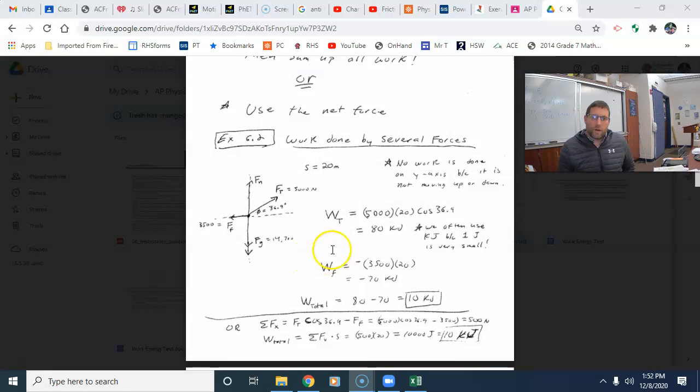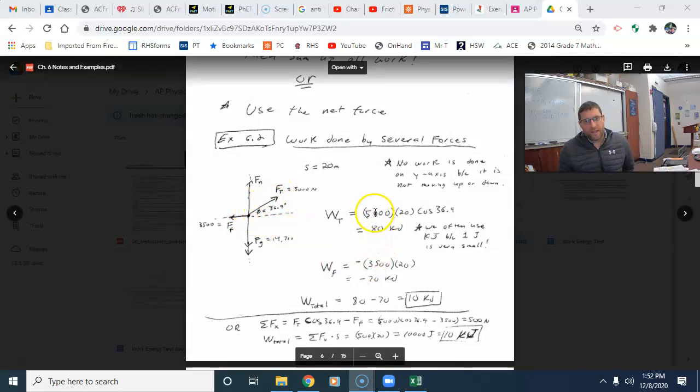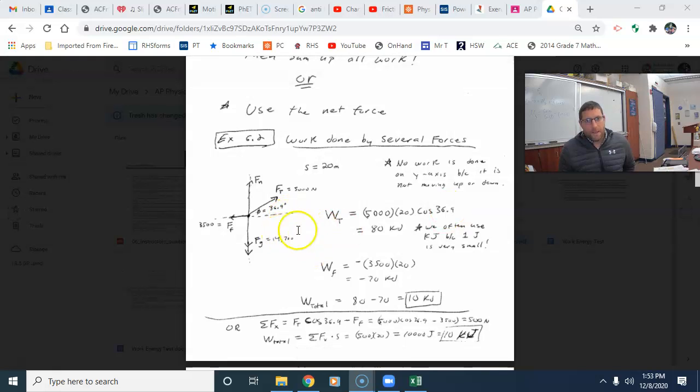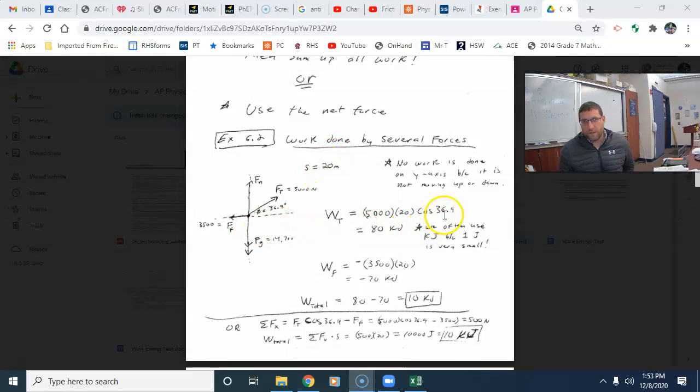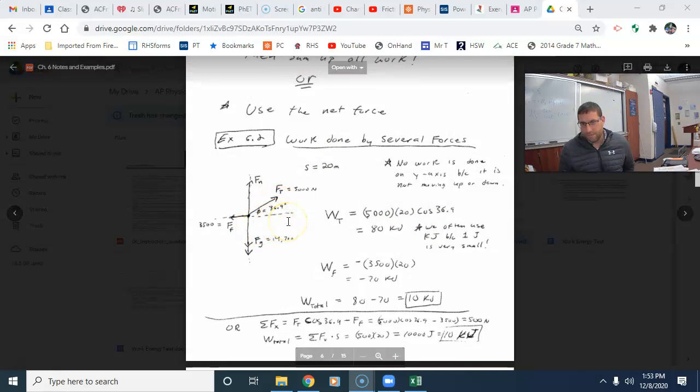So we want the work that the tension hooked onto the tractor, W_T, is doing. We want to find the individual work first. It is at an angle, so we've got to use F_T cosine of the angle to find the work it's doing. But the horizontal component of F_T is in the direction of the displacement, 20 meters to the right. So it's positive work. It's a cosine of the angle between them pointing in the same direction.